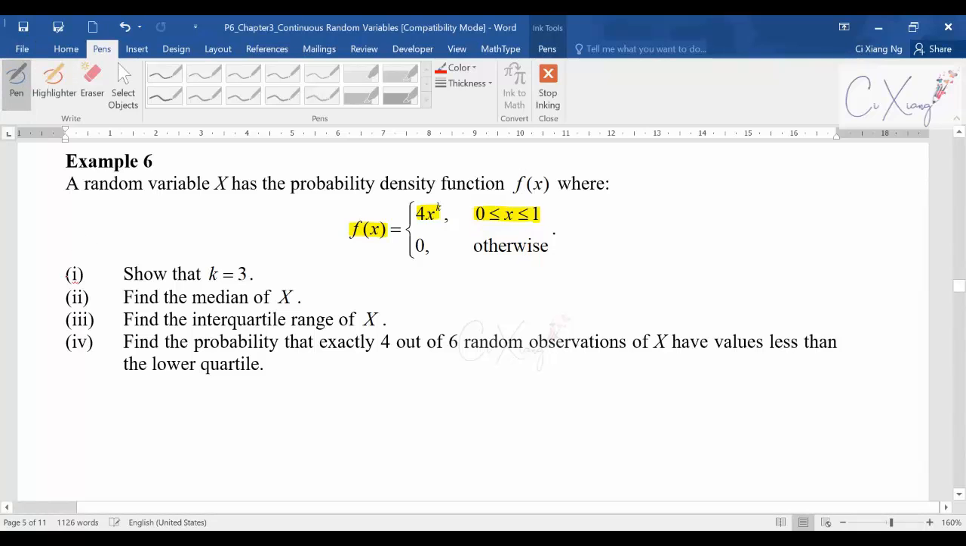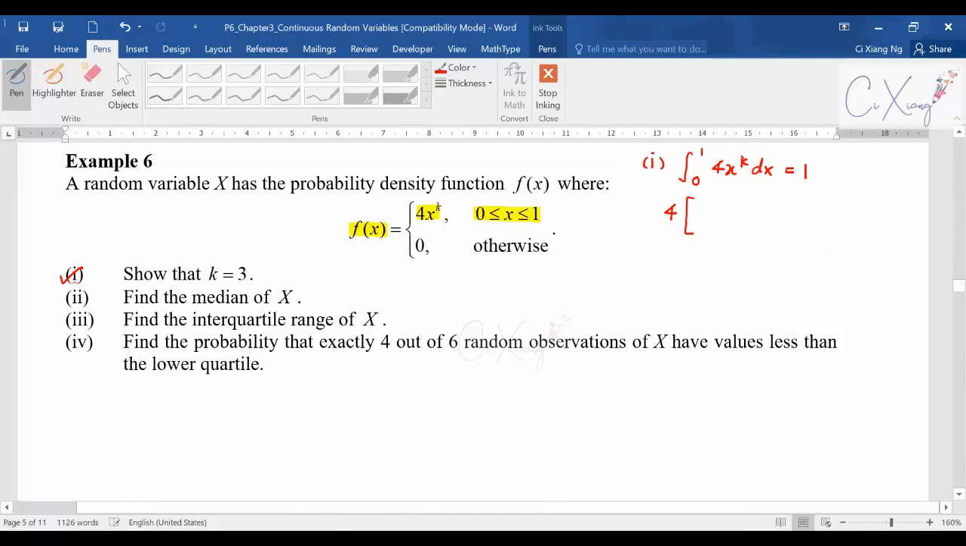For the first part, they want you to show that k equals 3. So how are you going to show that k equals 3? You have to apply the concept that you learned last week, or maybe in the last video, which is from 0 until 1 when you do the integration, because the whole domain is 0 until 1. Then you integrate x power k, and you let it equal to 1. Okay, 4 is a constant, I just copy.